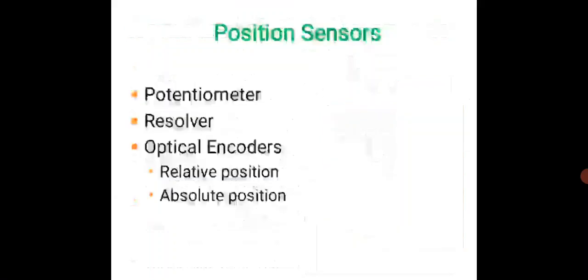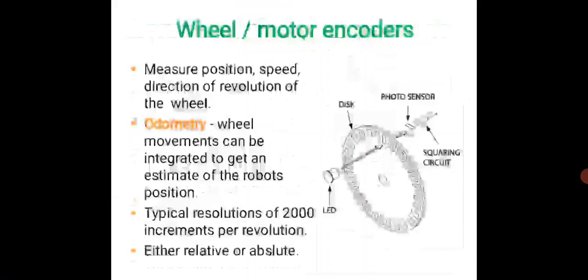Position sensors. Position can be detected in three ways, or three sensors can be used: potentiometer, which we have seen already, resolver, and optical encoders. The optical encoders will detect either a relative position or an absolute position. Here these are wheel or motor encoders. They measure the position, speed, and direction of revolution of the wheel. We define this as odometry, which is nothing but the wheel movements being integrated to get an estimate of the robot's position. The resolution can be 2000 increments per revolution. This can be either relative or absolute.